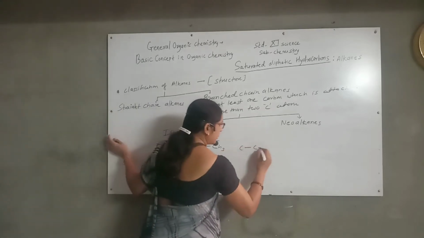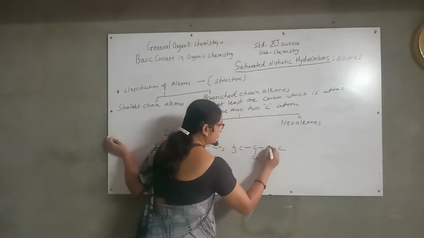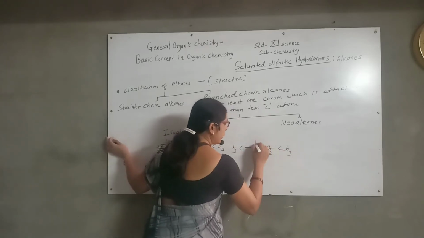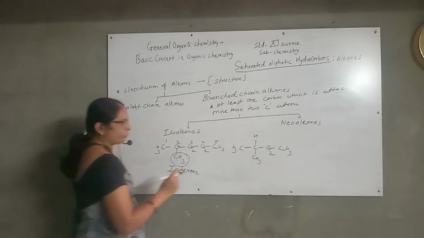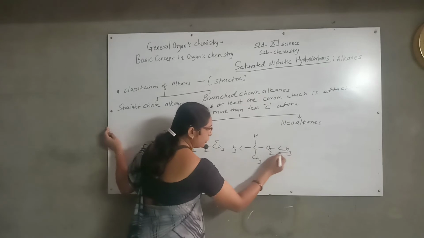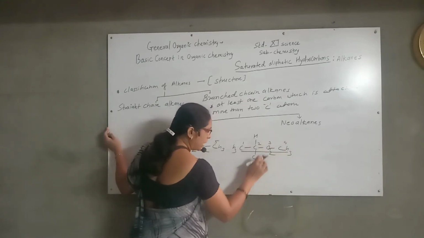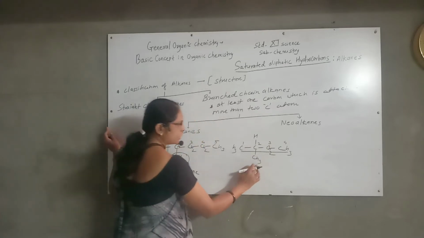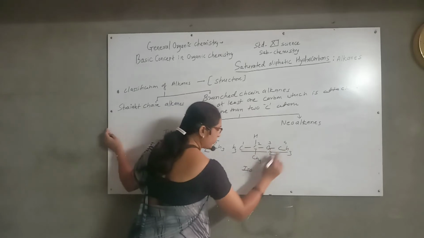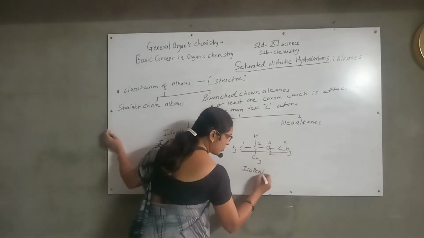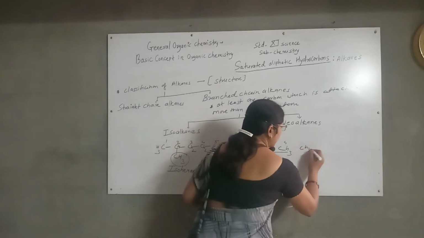Suppose I consider the second example like this. Every time I write the formula, we are completing the carbon's valency of 4. Now in this continuous chain, 1, 2, 3 and 4, the second carbon has a methyl group. So it is iso. So 1, 2, 3, 4 and 5. So it is 5 for pentane. So it is isopentane.